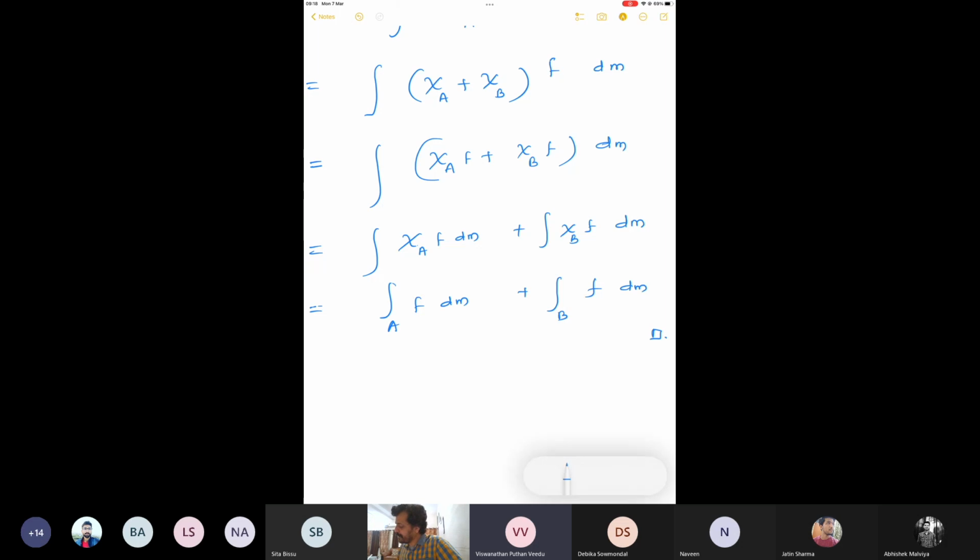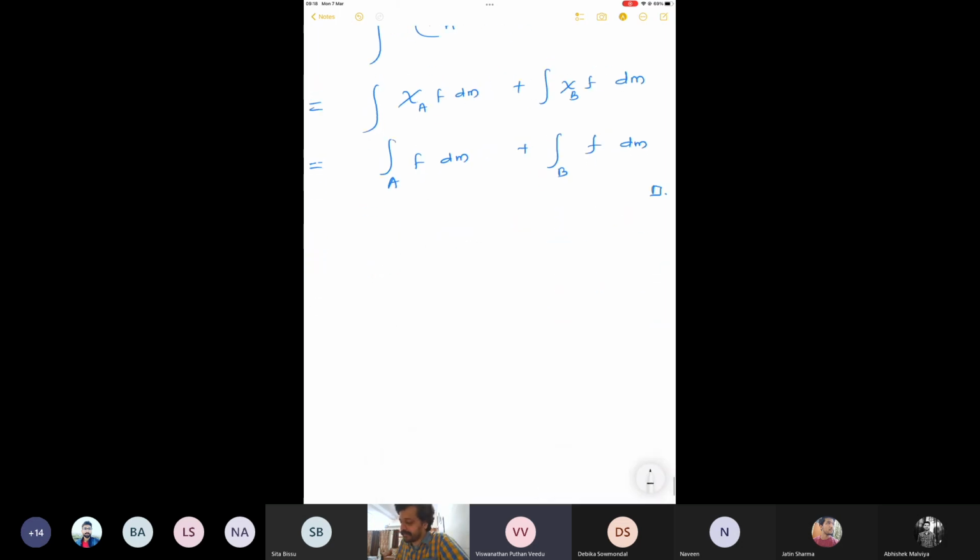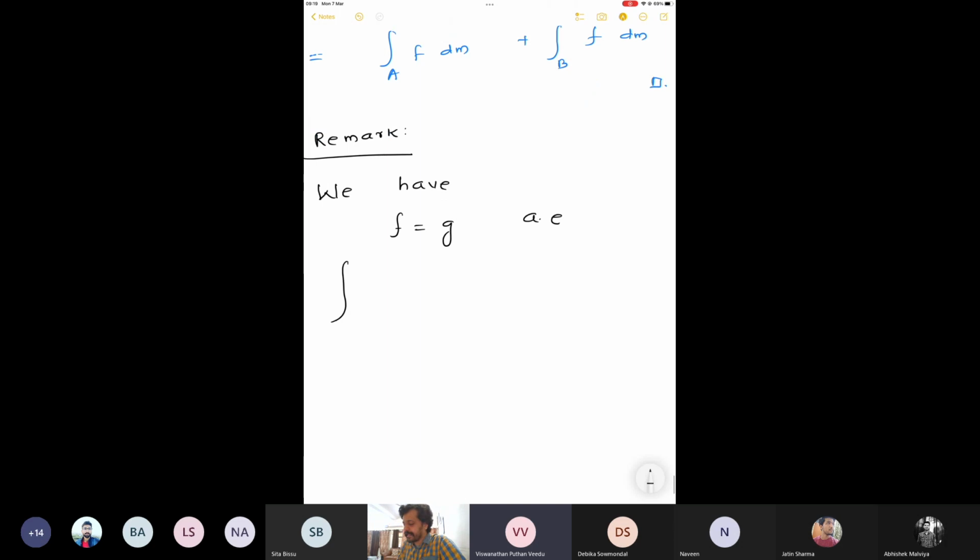Okay. Now let me make an important but easy observation. This we shall use. Suppose f equal to g almost everywhere. Then you can see that the integral of f dm will be equal to the integral of g dm.